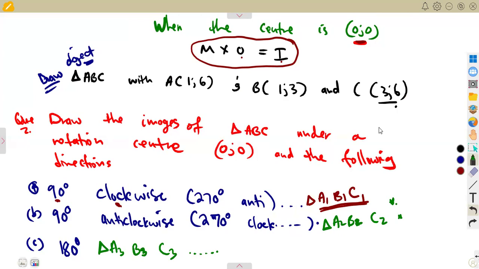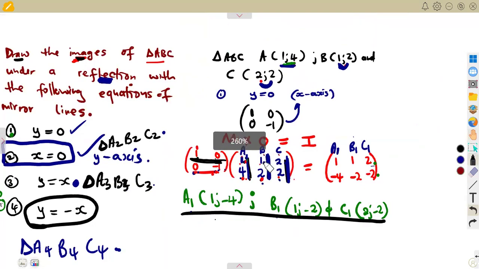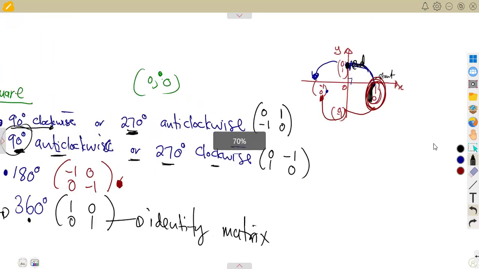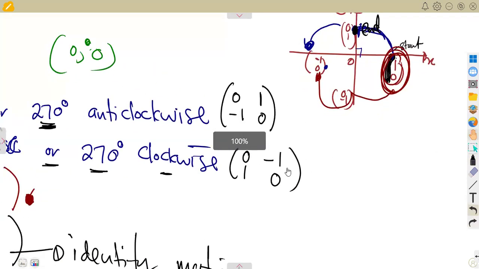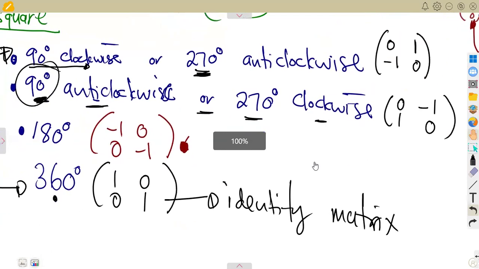So there's nothing special on this one, guys. You are just using the concept that you had here. Let us go back to that question. You are just using the concept that we used here: matrix times object is equal to image, but now you are using rotation matrices. So you take the correct matrix for a rotation. Remember your matrices for rotation that we had here. These are the matrices that you are going to use.